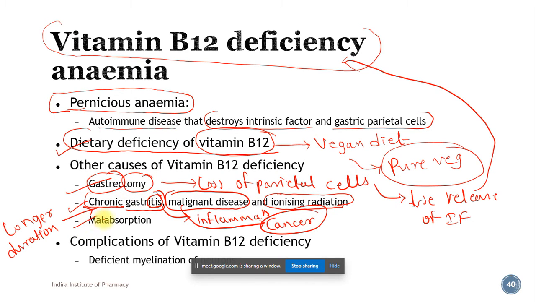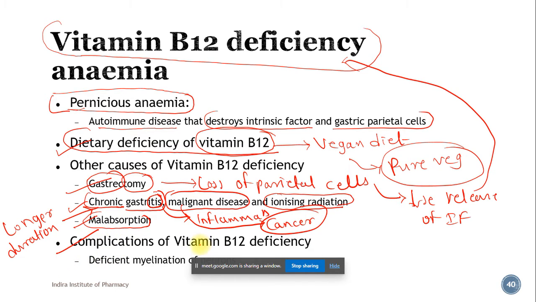And the next is malabsorption. That means you are consuming the vitamin B12 in sufficient amounts, your body also requires the vitamin B12 in normal amounts, but your gastrointestinal tract, because of certain reasons, is not able to absorb the vitamin B12 which is there in your food. So that is nothing but the malabsorption.